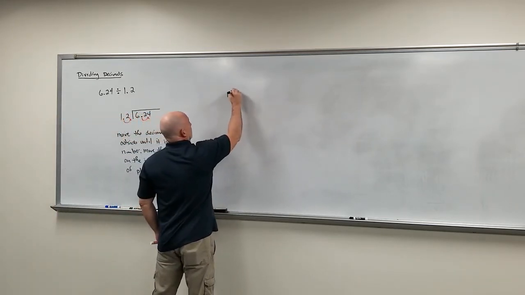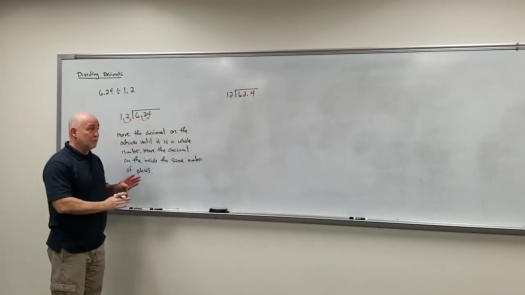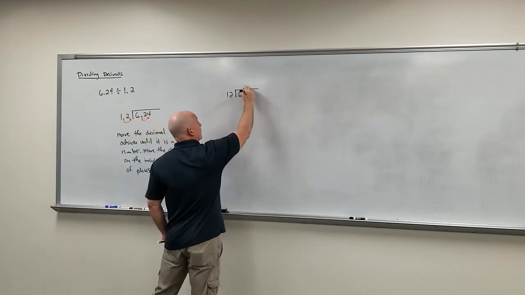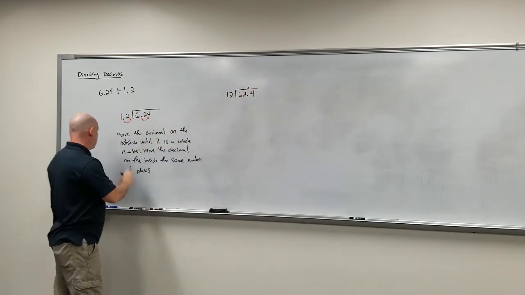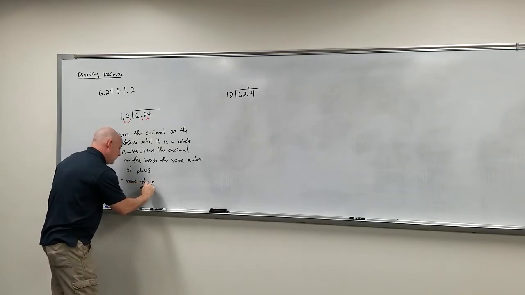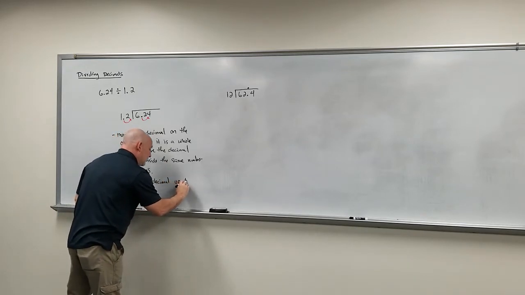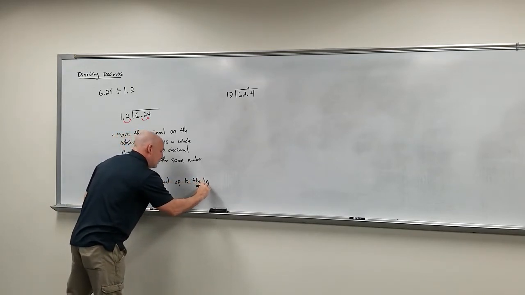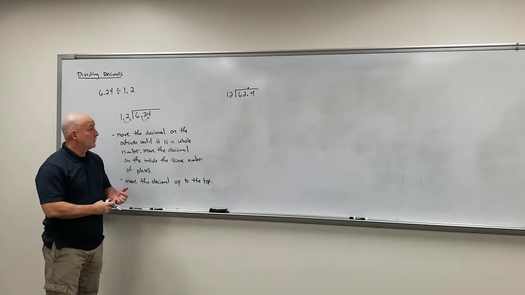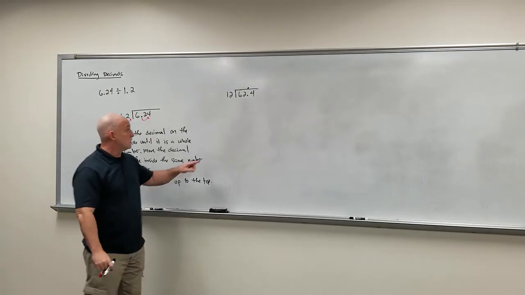So 12 into 62.4. Now, as soon as you have it moved and you have your new problem set up, move the decimal directly up to the top, because that's where our decimal needs to go. All right, now we just do regular long division like we would always do.